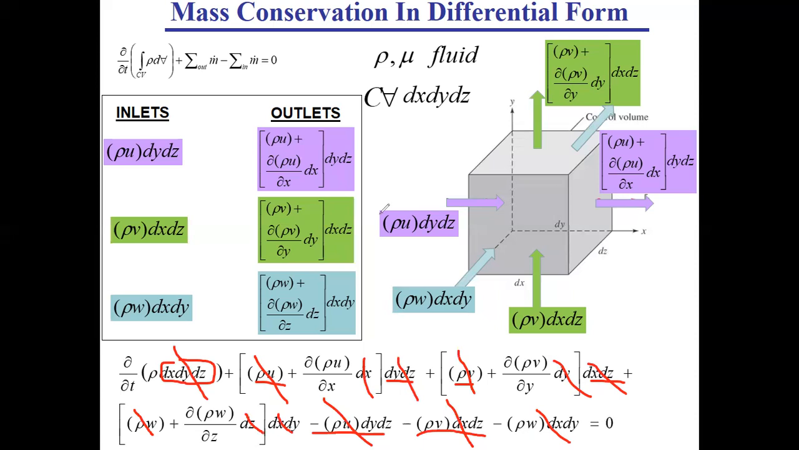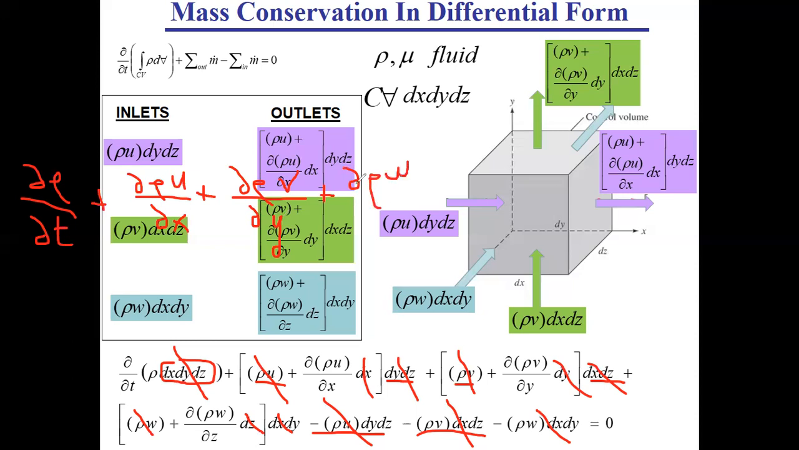The relation will be the following: del rho by del t, which represents the variation of density of the fluid with respect to time, plus del rho u by del x plus del rho v by del y plus del rho w by del z equals 0. This is the continuity equation on the micro scale.